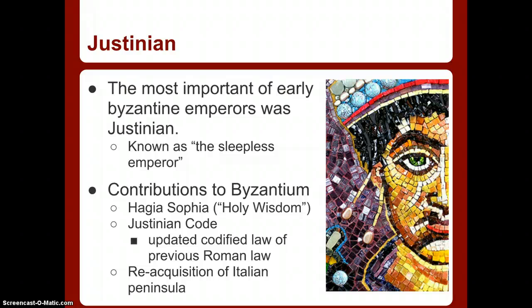Now, the most notable Byzantine emperor was Justinian. And Justinian had this nickname. He was called the Sleepless Emperor. He had some major contributions to the Byzantine Empire.